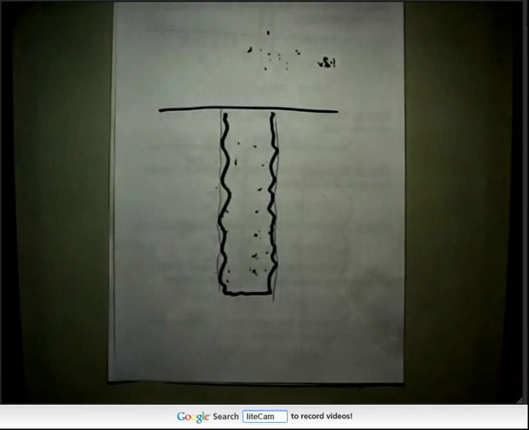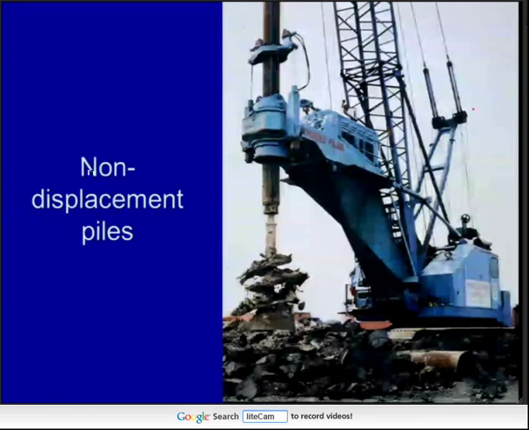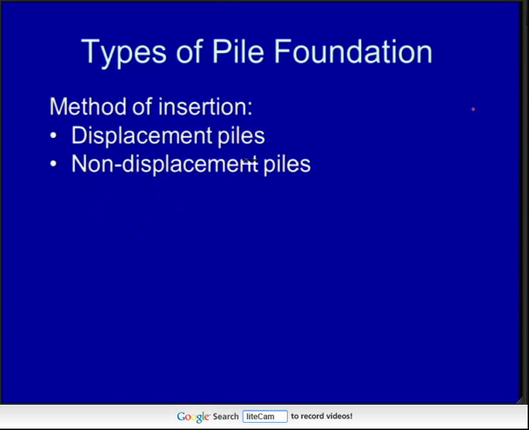So the two features from bored piles which we see from the method of insertion are the hole into which the pile is cast is quite rough on a macroscopic level, but the soil around the hole has been allowed to relax towards the hole during pile construction. So these processes will again affect the pile design parameters. That's why we need to know about types of pile.